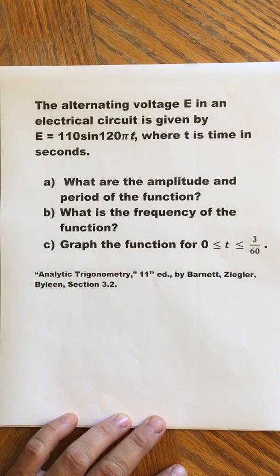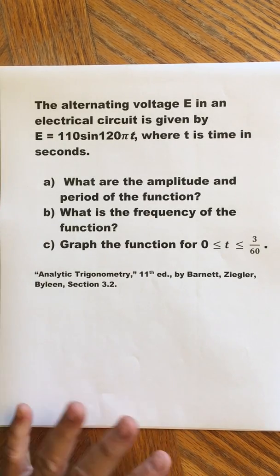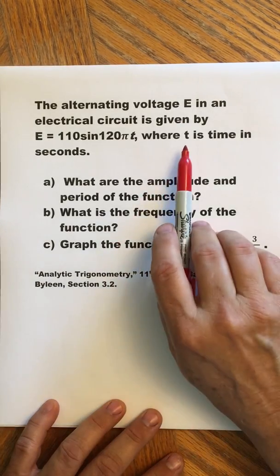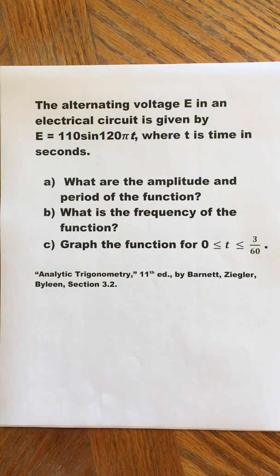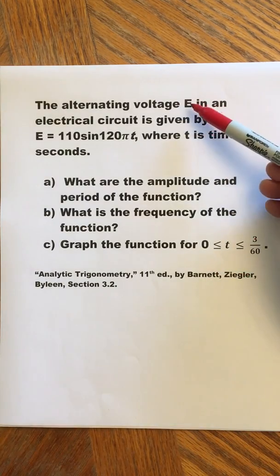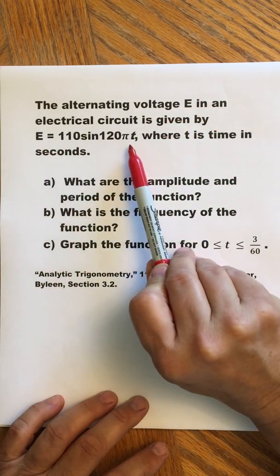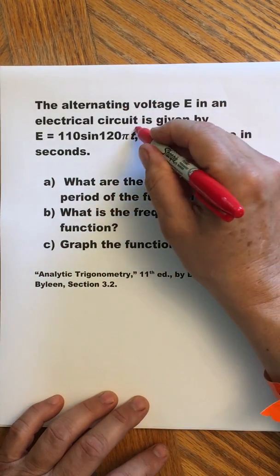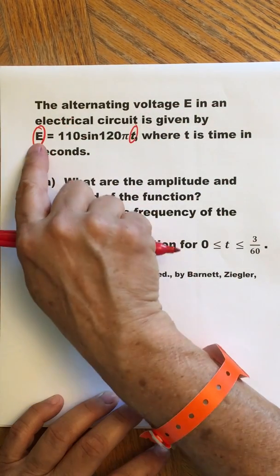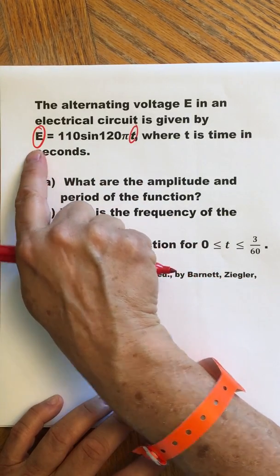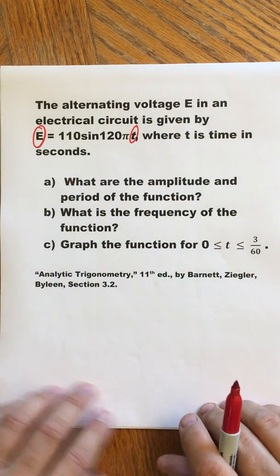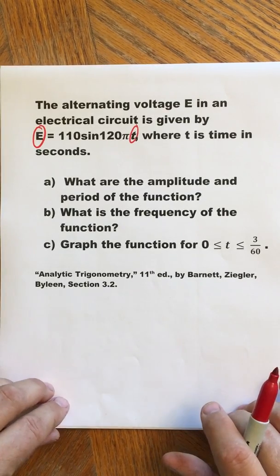Now, first, when you look at this, sometimes you might think, gosh, I don't know anything about electricity. How am I supposed to even do this? Well, they tell you that E is the voltage and t is the time in seconds. So the first thing you want to do is look at what two things are changing. What are the two variables? E depends on t, and t is time. So the voltage depends on time. E is the output, t is the input.